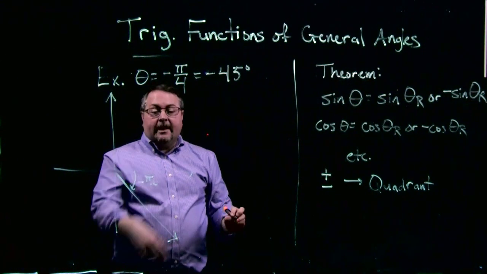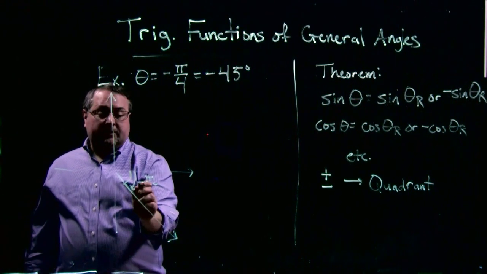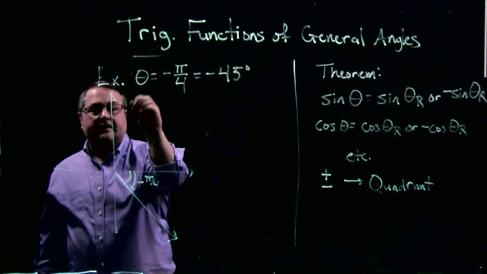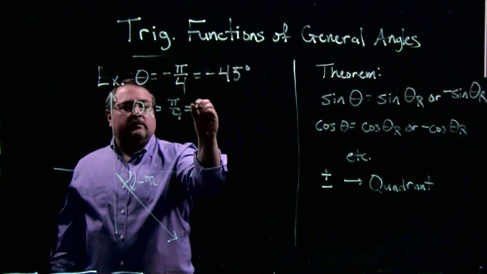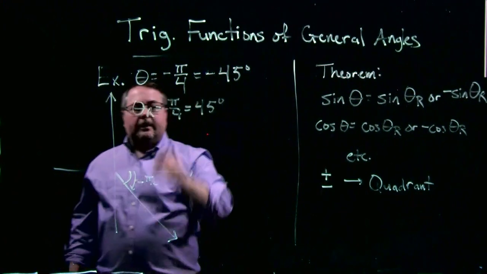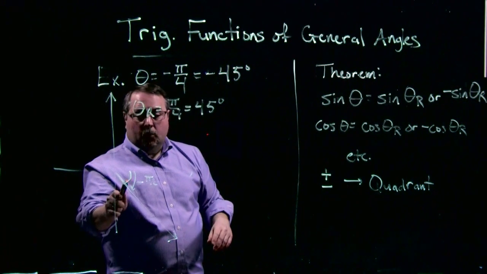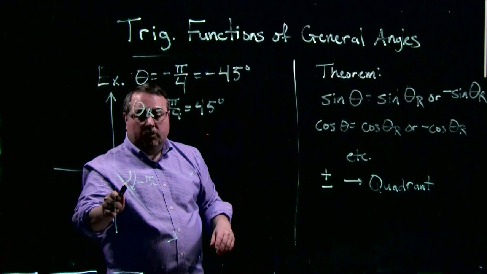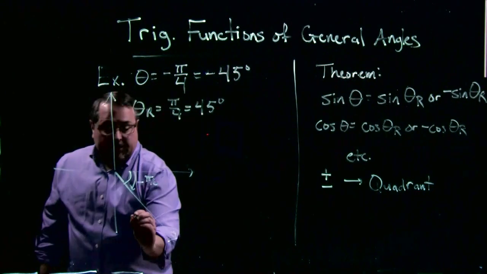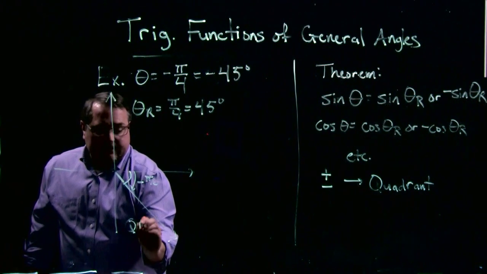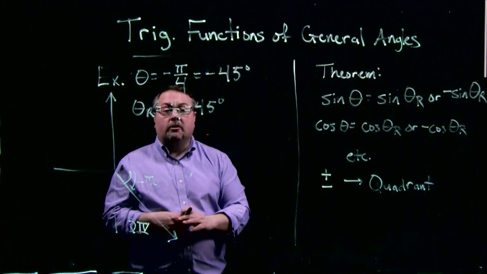Okay, and we see that our reference angle is just going to be pi over 4, or 45 degrees. And again, use whatever measure you're more comfortable with here. Okay, because there's going to be a pi over 4, or 45 degree angle from our terminal side back up to the positive x-axis. And we see that our terminal side is in the fourth quadrant, where cosine is positive, sine and tangent are negative.